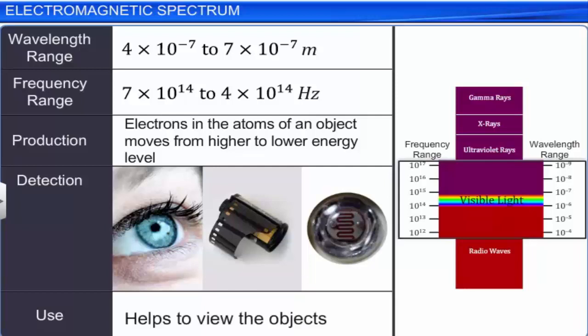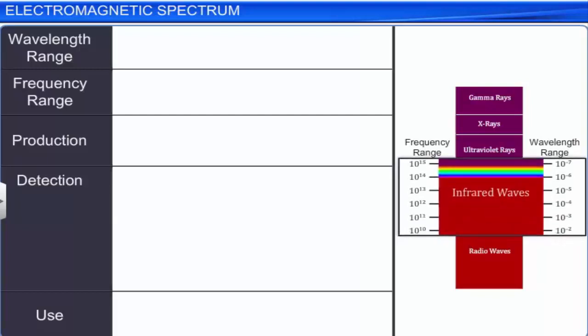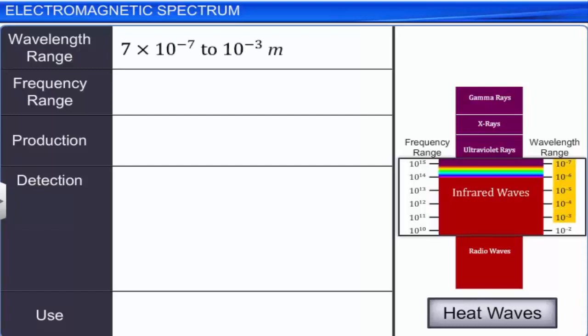The next kind of electromagnetic wave in the electromagnetic spectrum is the infrared wave. Since the infrared radiation heats up objects and surroundings where it is incident, infrared waves are known as heat waves. Wavelength of infrared waves is in the range of 7 into 10 power minus 7 meters to 10 power minus 3 meters. Frequency of infrared waves is in the range of about 10 power 14 hertz to 10 power 11 hertz.